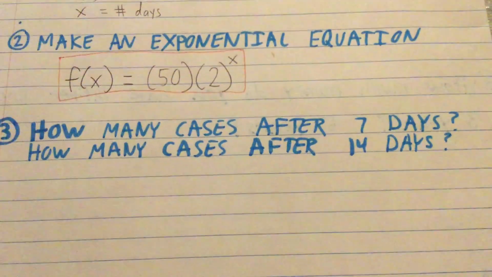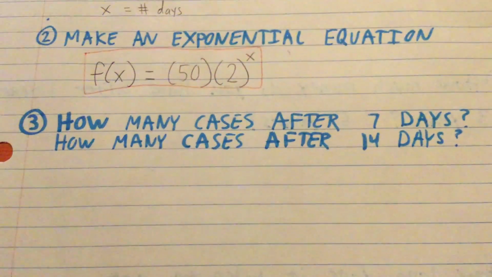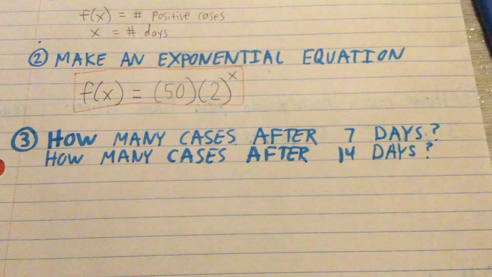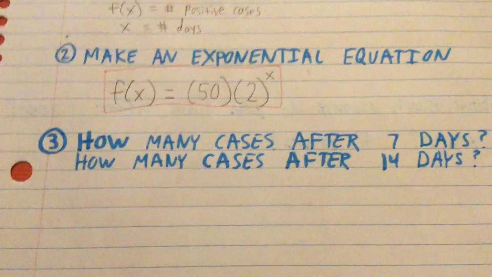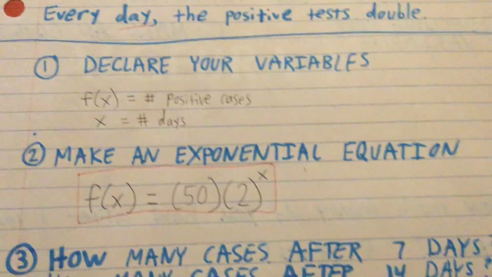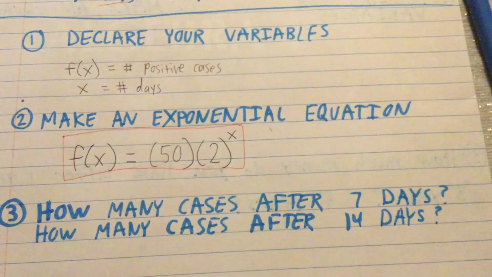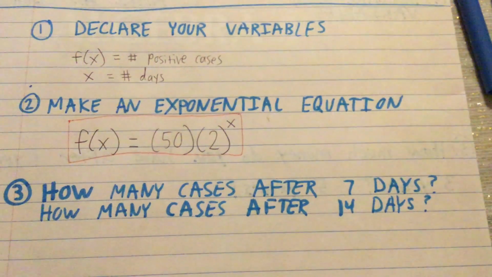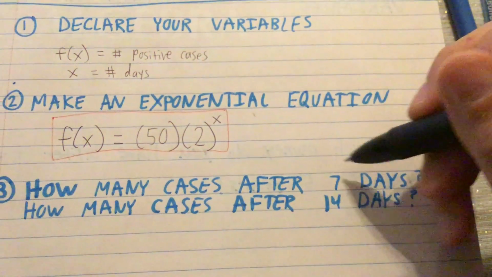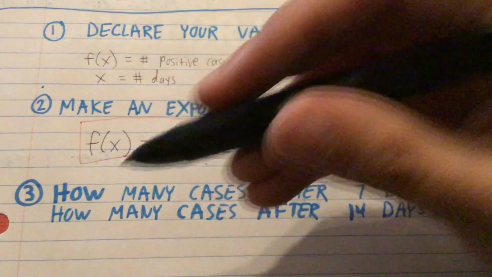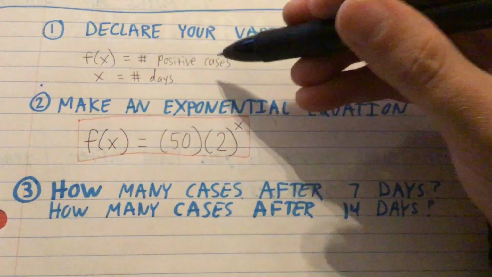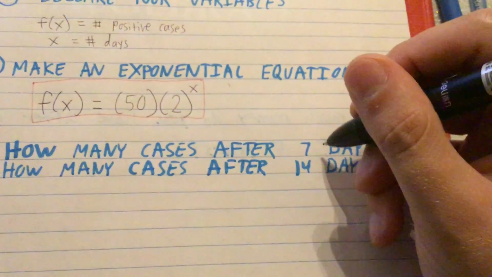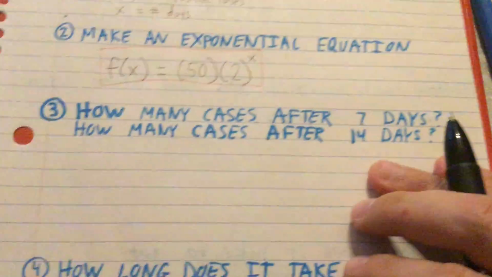Okay, so let's warm up. Let's say we care about how many positive cases there are after 7 days. How many positive cases are there after 7 days? So what this means is we look at our variables. If the answer is in the question, how many cases after 7 days? Well, the 7 days gives me the x. How many cases? Ask the question, I don't know how many positive cases. So in other words, set x equal to 7, solve for f of x.